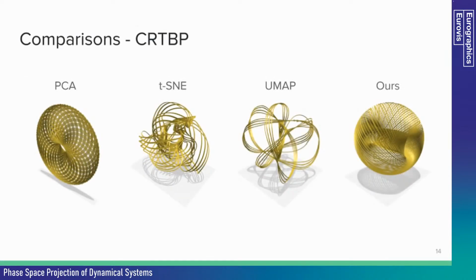Next, we compare our results to other dimensionality reduction techniques. With principal component analysis, the projection is largely dominated by the increased values of the velocity subspace, hence the disk-like appearance. Both t-SNE and UMAP produce interesting visualizations, but sometimes have unexpected discontinuities along the curve. Our method is shown for comparison.